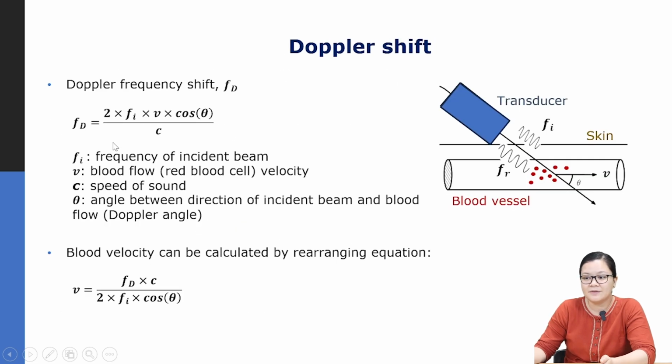Here's just an expression of the Doppler frequency shift, which we discussed. It is a function of the incident beam frequency, the blood flow velocity, the sound speed, as well as this Doppler angle right here. If you reorganize this expression, then you can calculate the blood velocity based on this Doppler shift frequency right here.